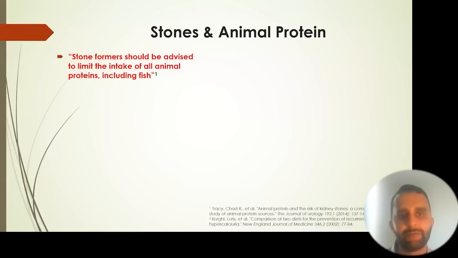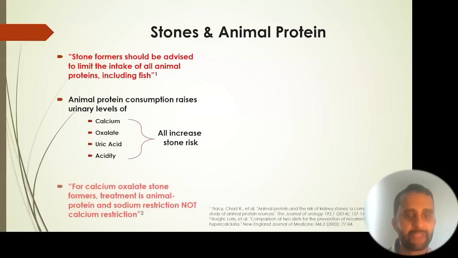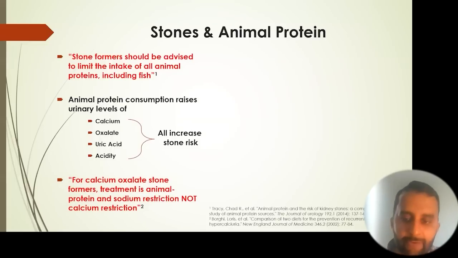It's been written in studies time and time again that stone formers, or anyone who's had a kidney stone, should be advised to limit the intake of all animal protein, including fish. The reason is that animal protein increases the urine concentration of various things that all promote stone risk, including calcium, oxalate, uric acid, and acid levels. And that's not good if you've had stones, because that could cause you to have stones again. Unfortunately, people who have a calcium-based stone often think that they need to eat less calcium, and nothing could be further from the truth.